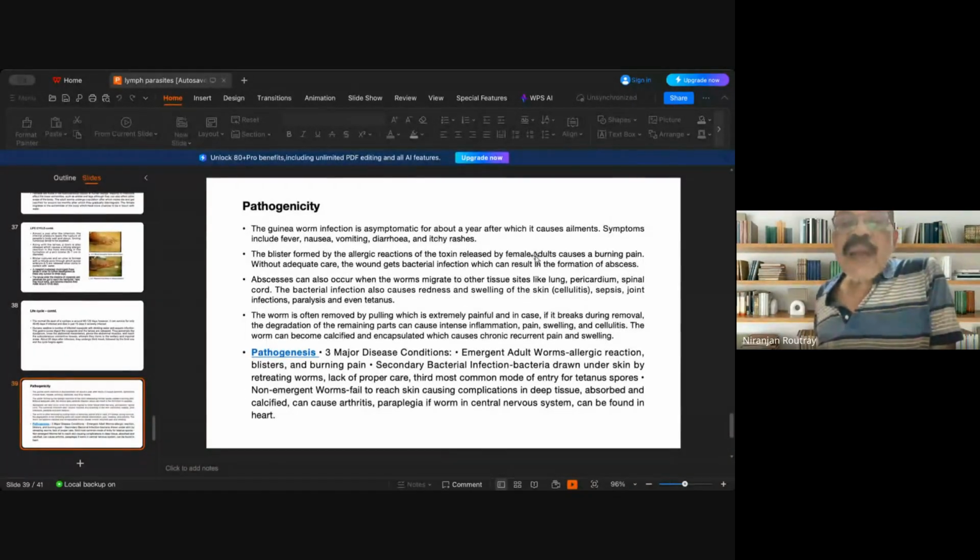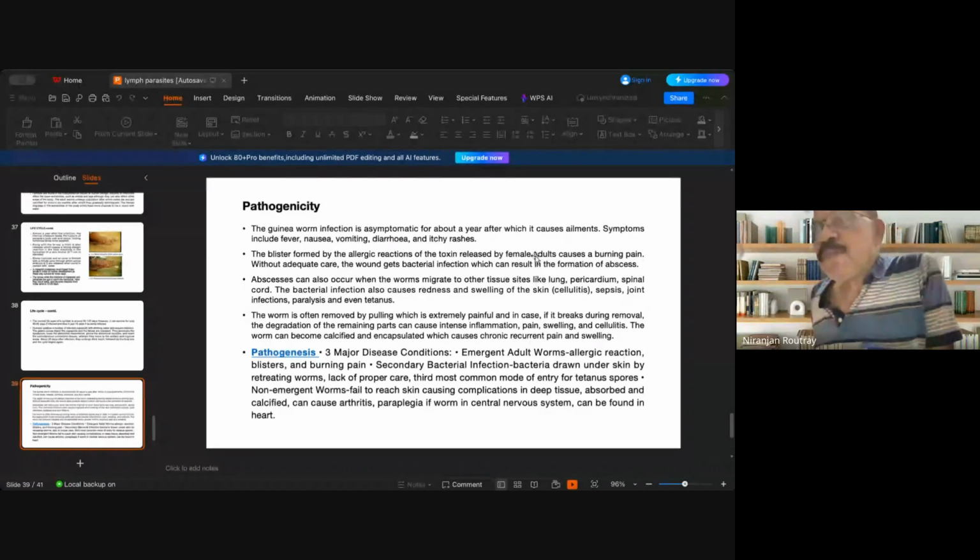The worm calcified and encapsulated, which causes chronic recurrent pain and swelling. Then pathogenesis, three major diseases: emergent adult worm allergic reaction, allergic reaction of adult worm in the form of blister formation of burning pain, and secondary bacterial infection.